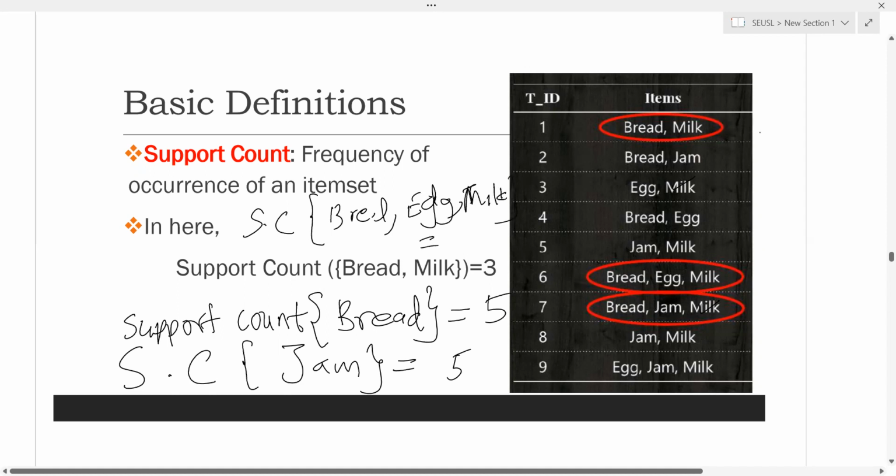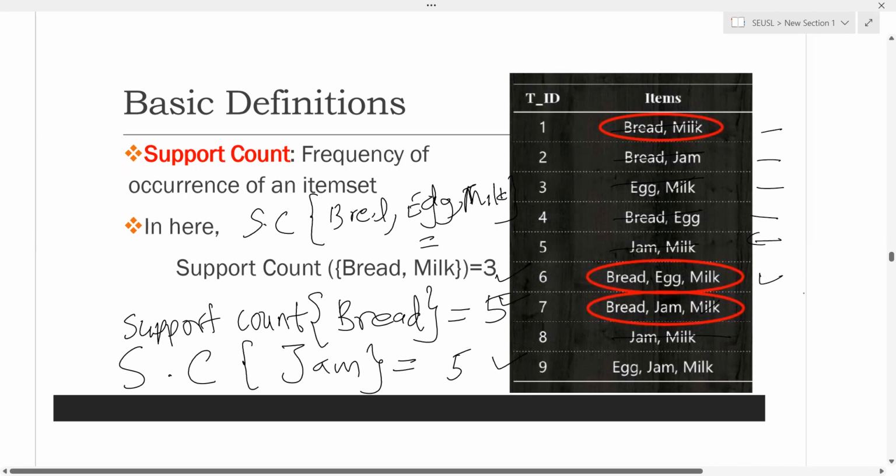You don't need to check here because these only contain 2 items. But I am asking the support count of 3 items, so you can directly omit these lines. You are only checking the 3 item sets. So you can check the 6th transaction, the 7th one, and the 9th one. How many contain bread, egg, and milk? 1, this one. What else?